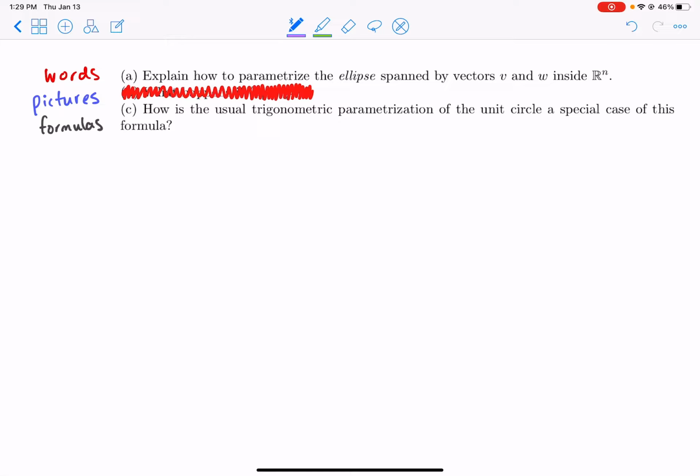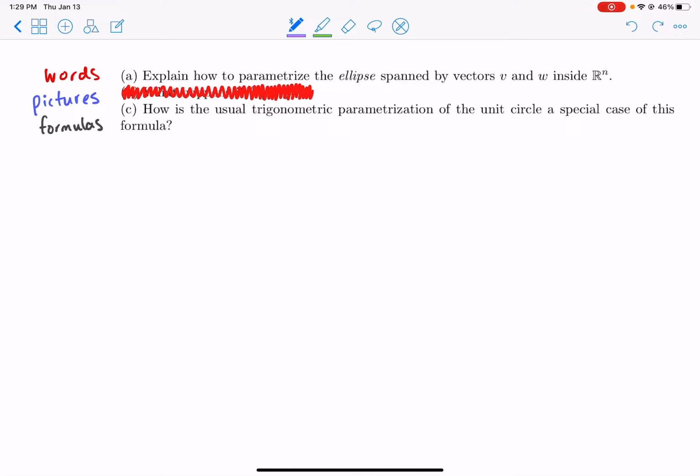Okay, hello everybody. So, using words, pictures, and formulas. A, explain how to parametrize an ellipse spanned by vectors v and w in Rn. B, we deleted. I should say I deleted. And then C is, how does the usual trigonometric parametrization of the unit circle a special case of this formula, the one from part A.